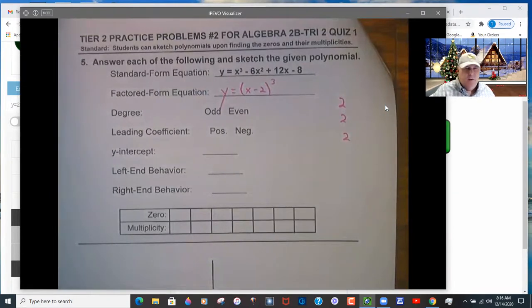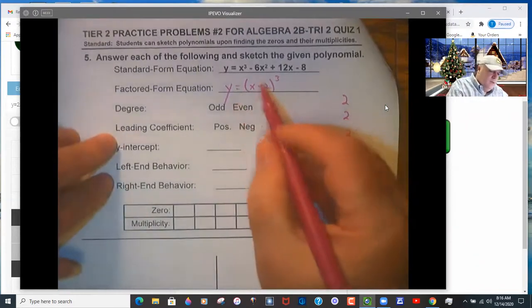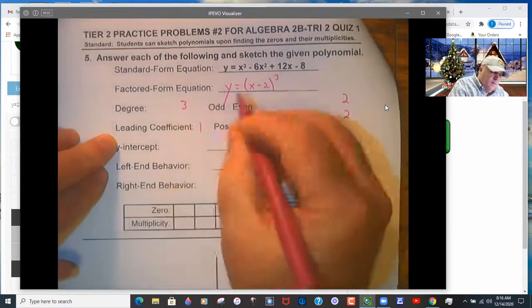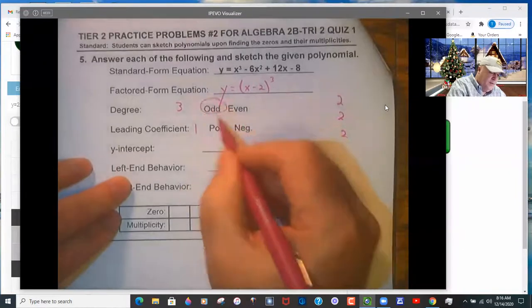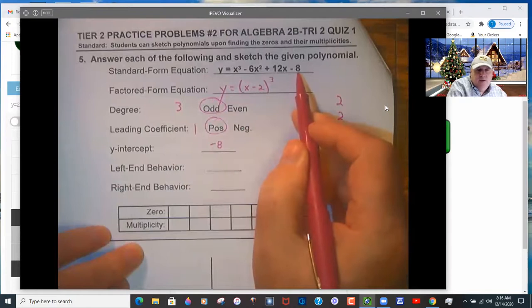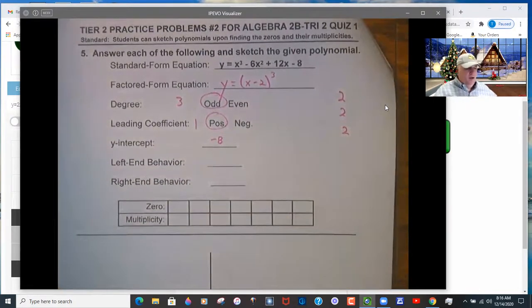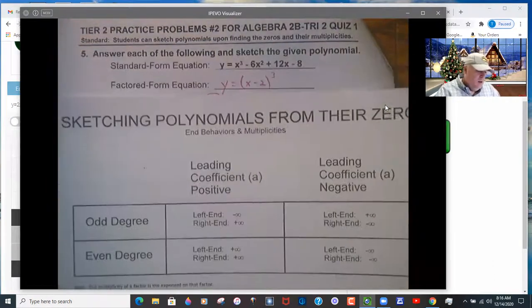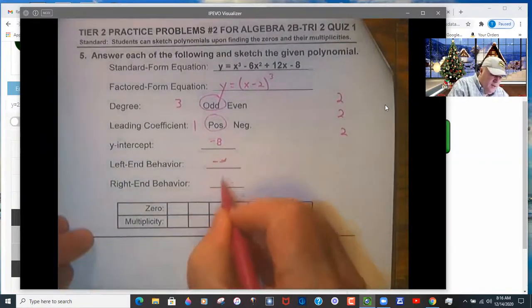This is very closely linked to factoring that we did the first try. Very, very closely linked. So here we have degree of 3, leading coefficient of 1. Look at this leading term, and that is an odd positive. The y-intercept is -8, so it's this in the standard form, the number added on the end. And looking this up here, odd positive is right here, -infinity, +infinity.